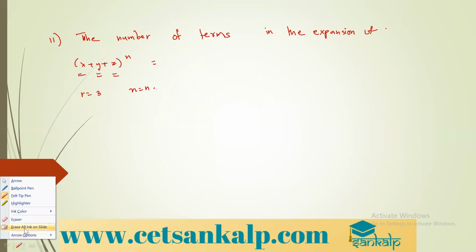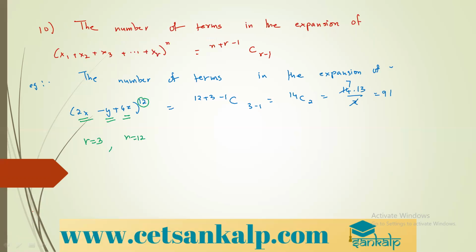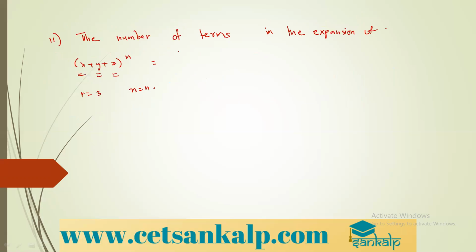So what is the formula we have used in the previous slide? (n + r - 1) C (r - 1). So that is (n + 2) C 2. This many number of terms you can find in the expansion.